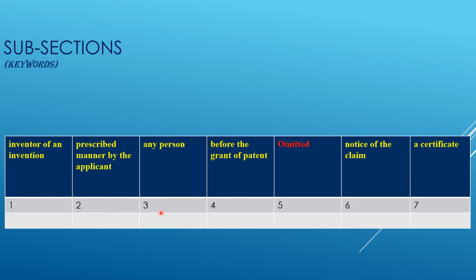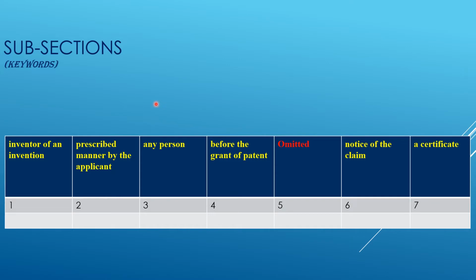This is for subsection 3. For subsection 4, this is before the grant of patent. For subsection 5, actually subsection 5 is omitted, so we don't have to remember anything for it. Fine. Next one. For subsection 6, this is notice of the claim, and for subsection 7, this is a certificate.